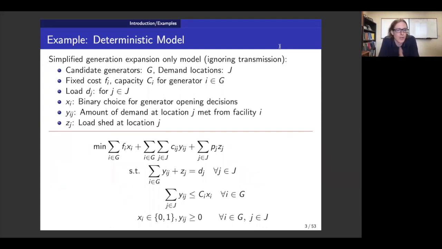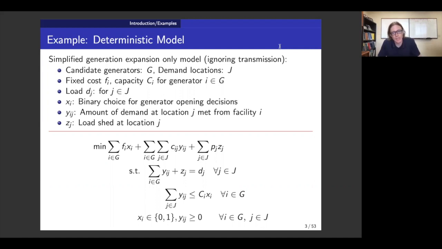If we install a particular generator, there's a fixed cost for the installation. And then we'll assume, and this is the part that is certainly not realistic, that we know a particular load d_j for every demand location j. As I mentioned, we have these binary decisions: x_i for each possible generator, whether or not we would open it. Those are these discrete variables.